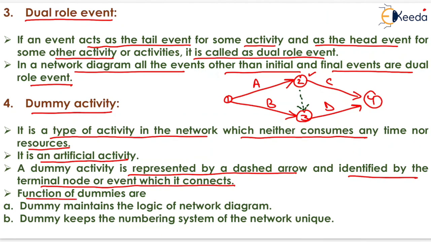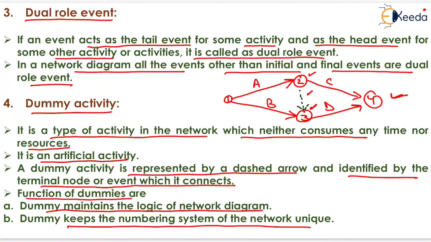Now the functions of dummies are: a dummy maintains the logic of the network diagram. It means that if in this network there is a limitation that activity D will start when activities A and B both are finished, then we have to join node number 3 with node number 2, so that activity A will finish at this event and D will start from this event. So it is used for maintaining the logic of the network diagram. A dummy also keeps the numbering system of the network unique.